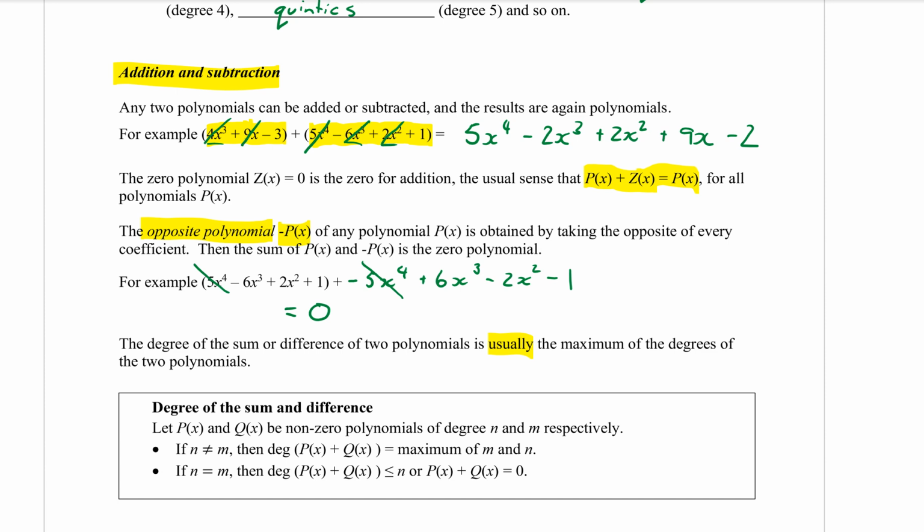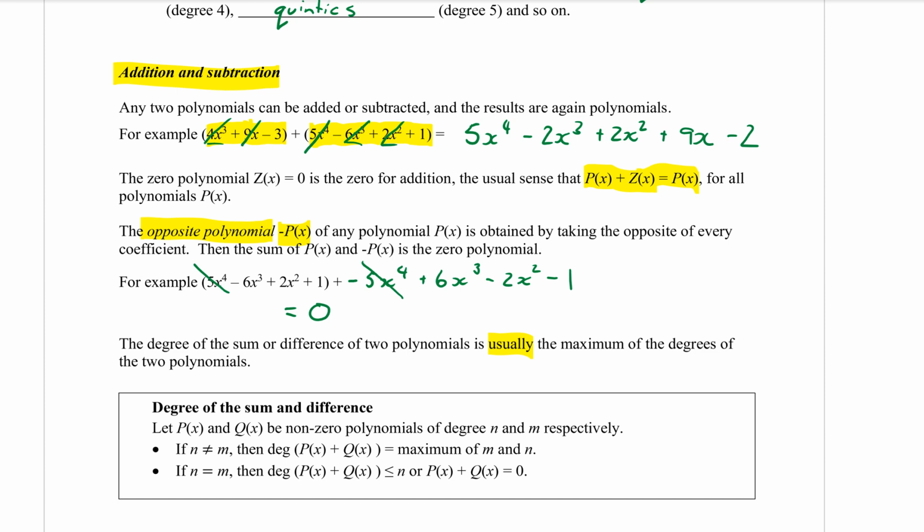So we have a little summary box there. Let p of x and q of x be non-zero polynomials of degree n and m respectively. If n is not equal to m, then p of x plus q of x, adding those two polynomials together, is going to be the maximum degree out of either m or n. Whichever one is bigger is going to be your maximum degree, your highest degree.